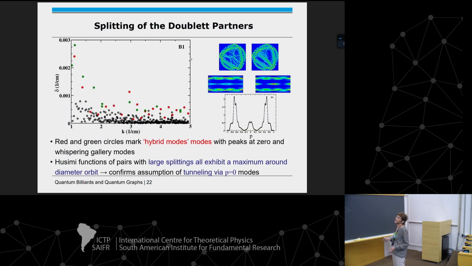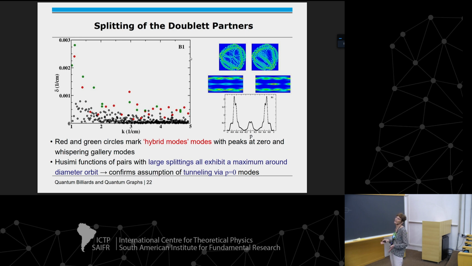So another thing that was interesting there is dynamical tunneling. You know that dynamical tunneling leads to splitting of eigenvalues. And now we compared different wave functions. Some are localized around the boundary, others around the diameter orbit, and this one is localized along the diameter orbit and along the boundary, and these have exceptionally high splittings. So these correspond exactly to orbits which have a strong dynamical tunneling.